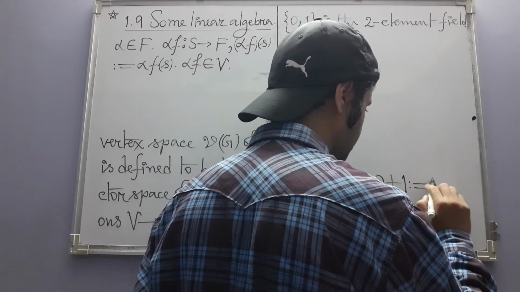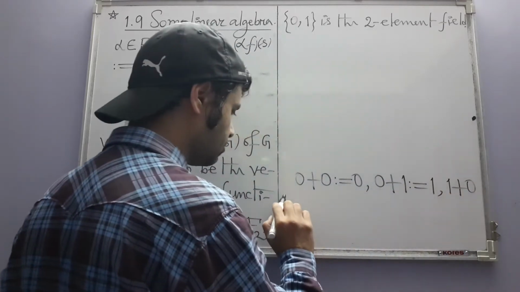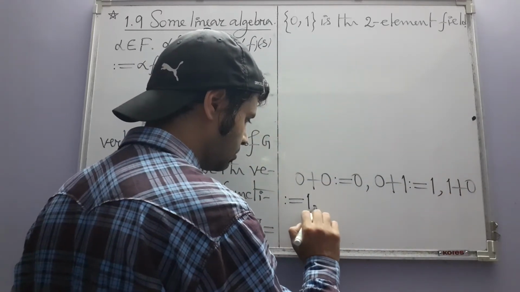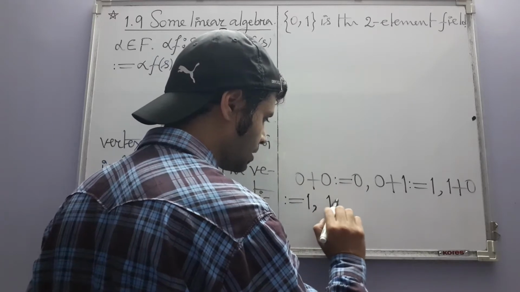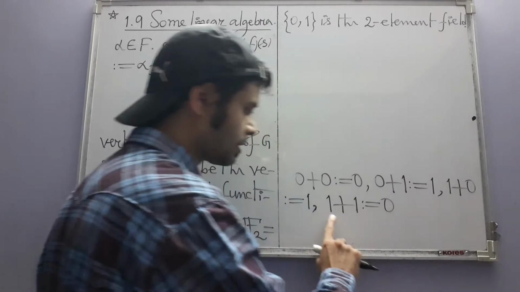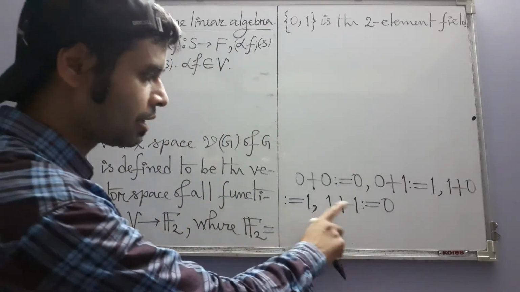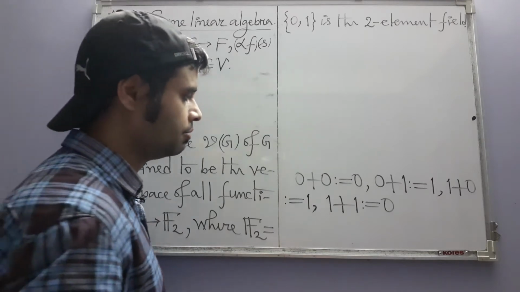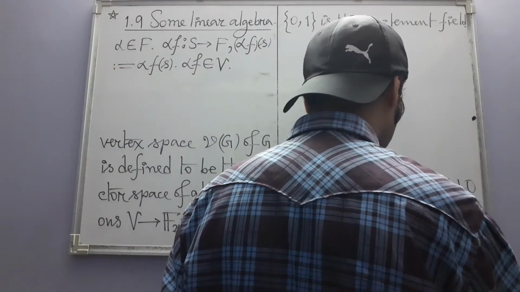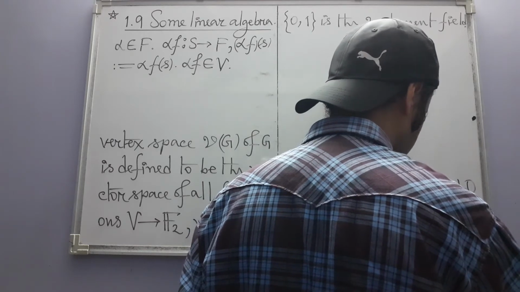0 plus 1 is defined to be equal to 1, 1 plus 0 is defined to be equal to 1, and 1 plus 1 is defined to be equal to 0. This part tells us that this 1 is not our ordinary real number 1, because real number 1 plus 1 is never equal to 0. Then, like that, there is our multiplication operation.